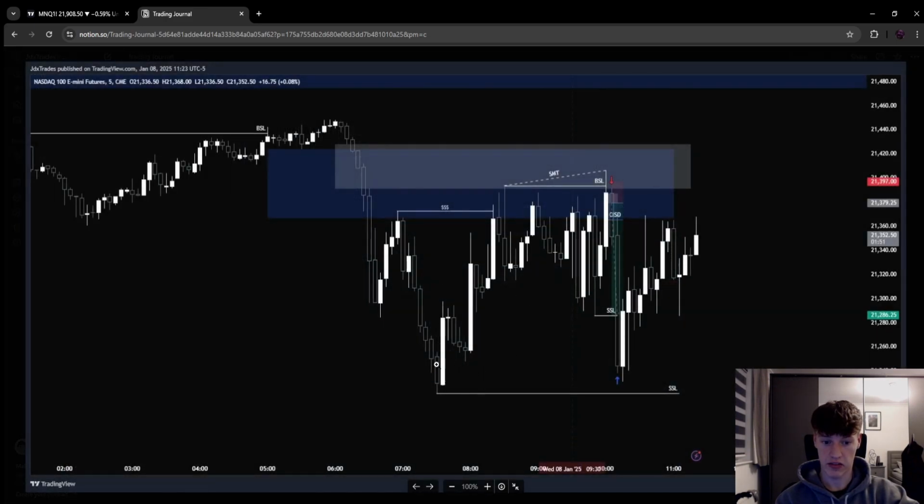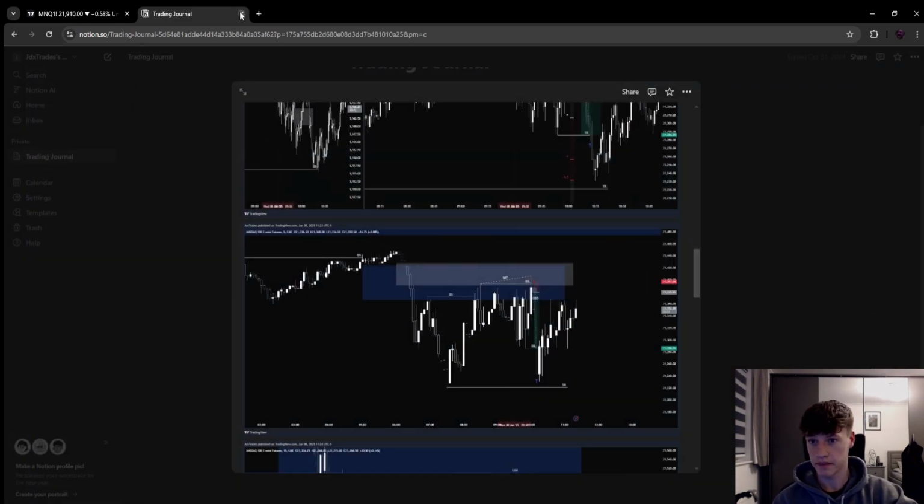Looking at the 5 minute, generated sell side, generated sell side, generated sell side. It's not going to be pretty all the time, I'll admit, but when it happens, it happens efficiently.